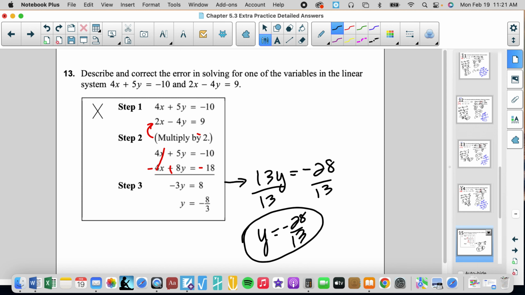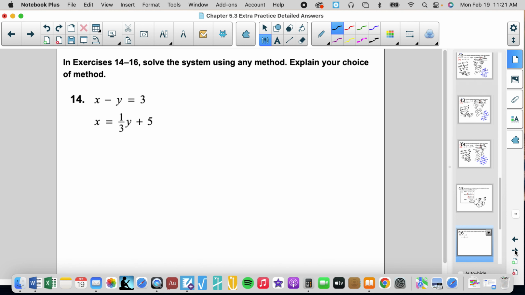Describe and correct the error. And now, so this is wrong. This should be this. It doesn't tell me to solve for y or x, thank goodness. So we are actually done. We just needed to find what y equaled in that part of the process. In exercises 14 through 16, solve it using any method.